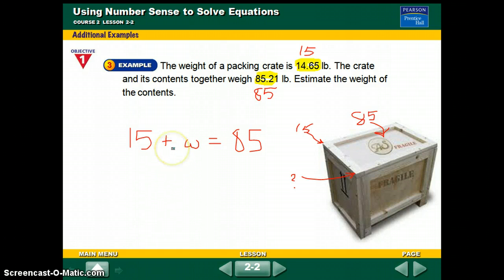Well, let's see. It's going to have to be a pretty big number. 50? No, not 50. More than that. 60? More than 60. 70? Well, 70 plus 15 would be 95. So it's got to be... Oh, there it is. 70 plus 15. Look at that. I just found it by kind of guessing. Not guessing, but guessing and checking. So we get 70. Now double check it. 70 and 15, if you add them, you get 85. Yes. Remember, we weren't exact. We estimated. So we're going to say it's about 70.